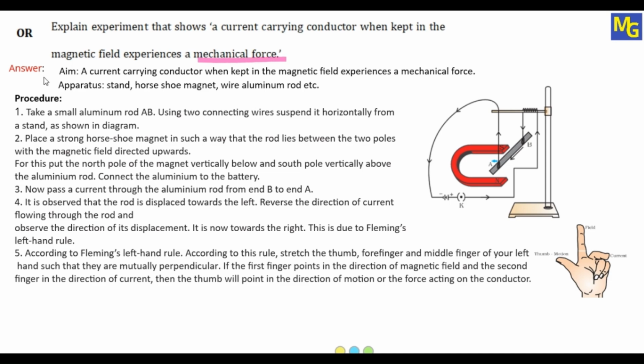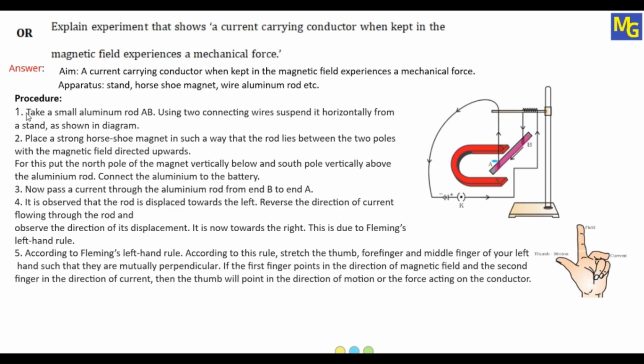So write down the aim, which is nothing but the question again, and then write down the apparatus. What apparatus do we require? We require a stand, one horseshoe magnet, wire and an aluminum rod. You can see this diagram: this is a stand, this is a horseshoe magnet, then we require this wire to complete the circuit, and then we require one aluminum rod. This AB which you can see is called the aluminum rod.